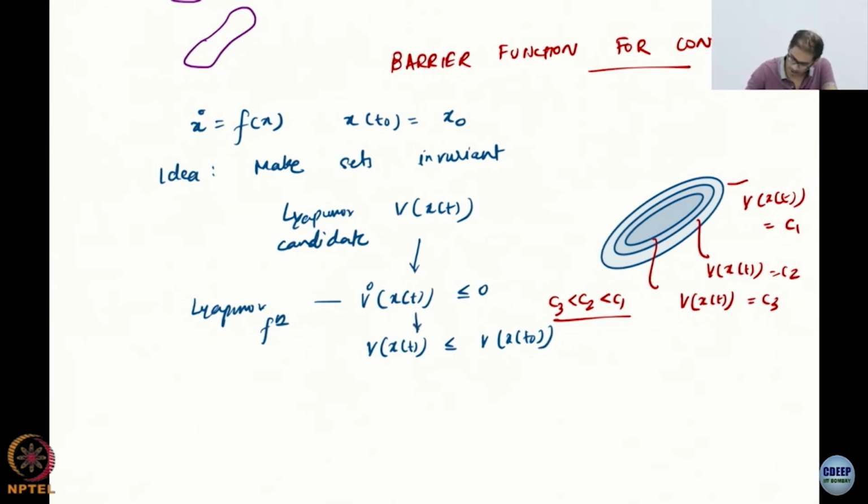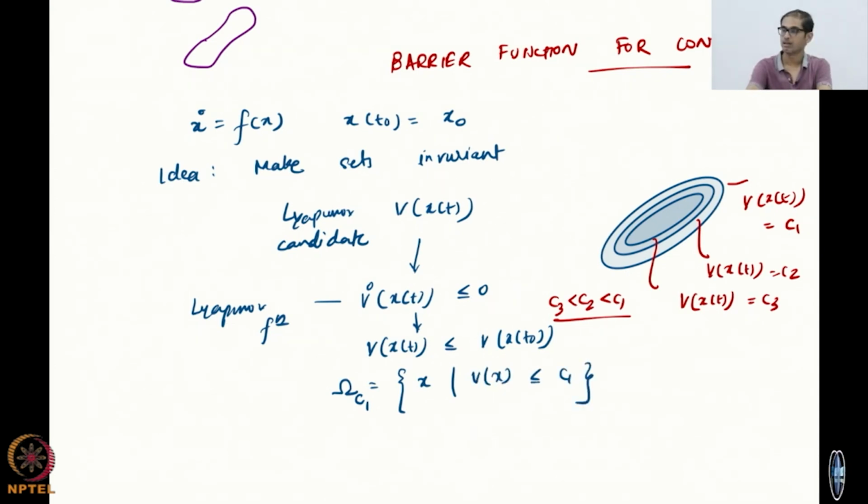So, what does it mean? It means that if I define my set omega c, or say omega c1, as the set of all x such that V(x) is less than or equal to c1. What is this set? This set is just the outer ellipse, right? Is the outer ellipse, okay?